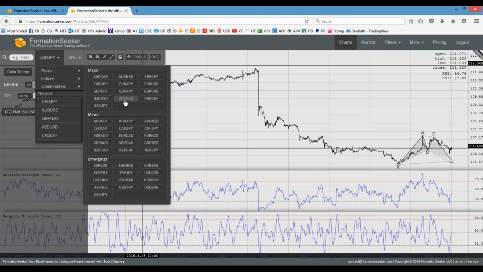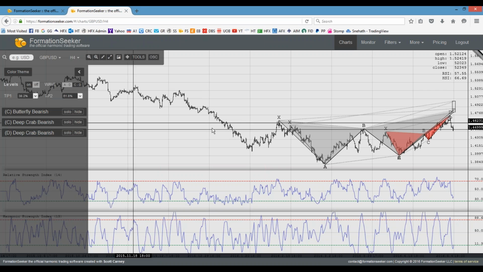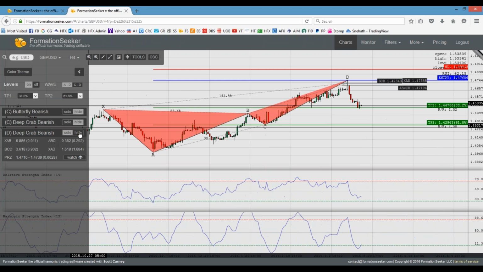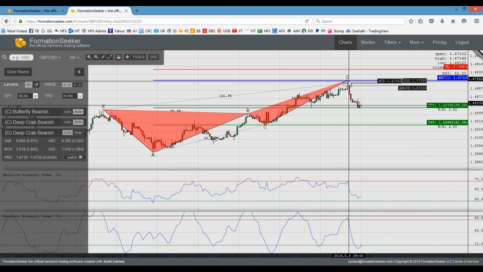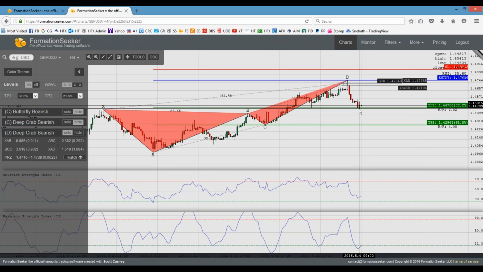Where is the pound? Once again on the pound, there was a short opportunity which we could have taken, but since we are in the Kiwi short, we didn't want to duplicate ourselves. But you can see it has come down, hit target one nicely.